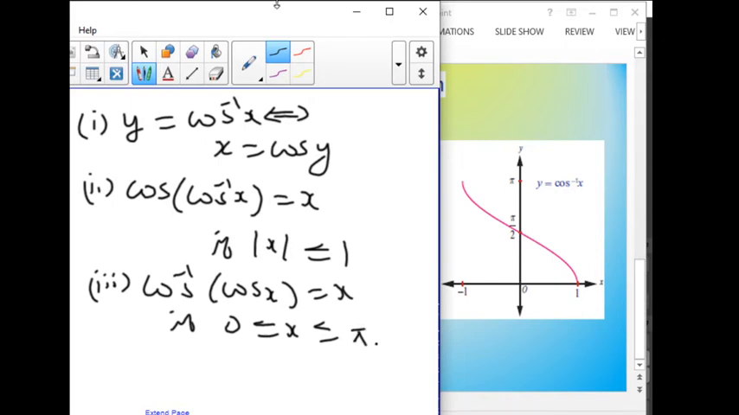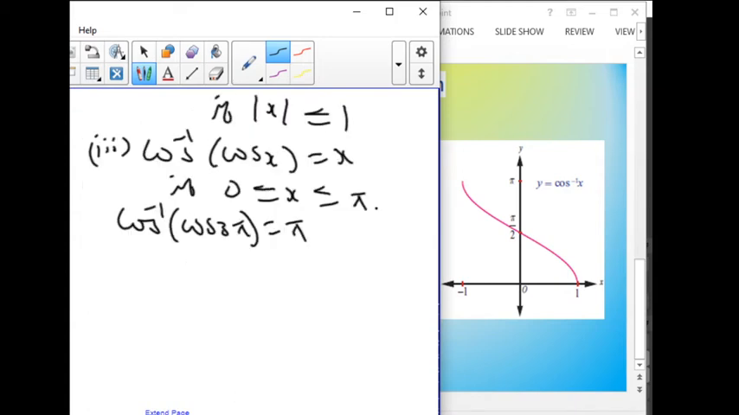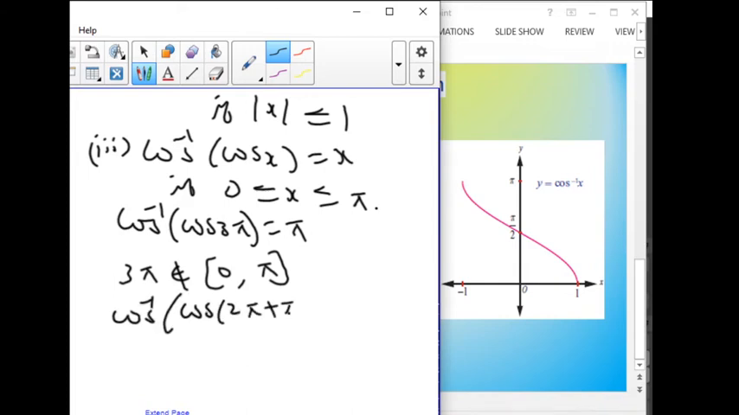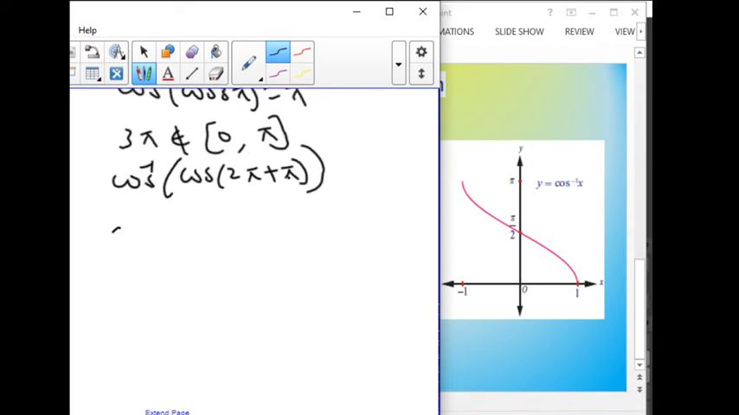We have to note that cos inverse of cos 3 pi is equal to pi, because 3 pi does not belong to this interval. So 3 pi we write as 2 pi plus pi. So cos of 2 pi plus pi is cos pi, and finally we get pi. Okay, all this we have seen in the case of sine, and the same we will be learning here also. Now we will get into the exercise.